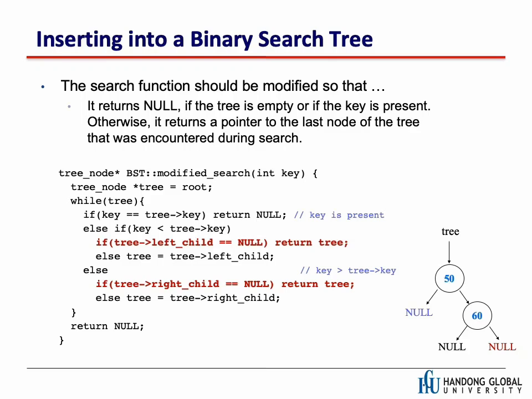Instead of just searching the place, we need the parent's pointer. So if you want to add something at the blue null pointer's place, then we need the pointer pointing at the 50. If you want to add something at the null pointer in the red color, then we need a pointer pointing at 60.